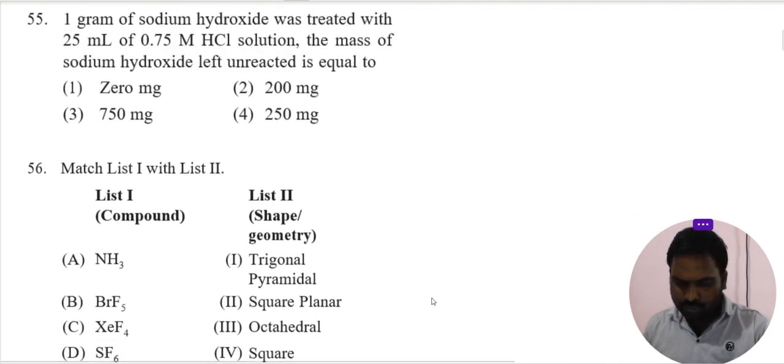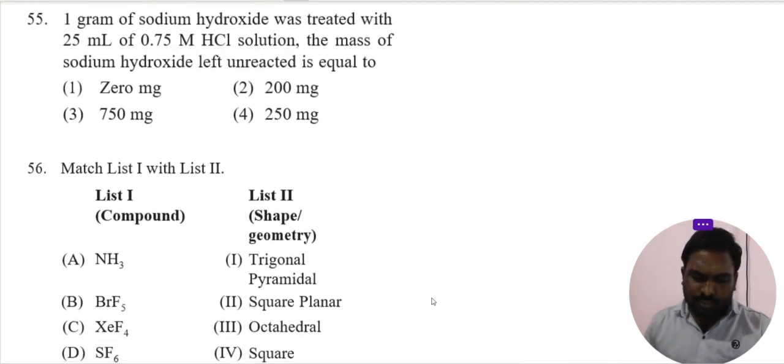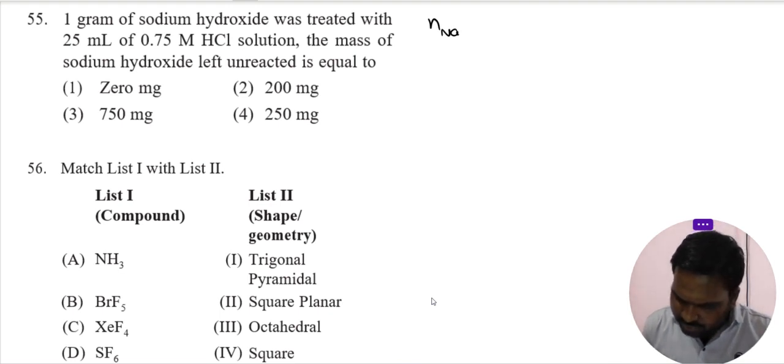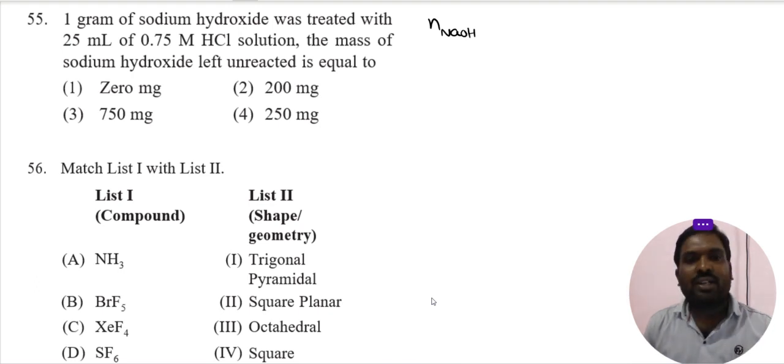Now coming to 55. 1 gram sodium hydroxide was treated with 25 ml of 0.75 molar HCl solution. The mass of sodium hydroxide left unreacted is equal to. So here you have to calculate the limiting reagent. Understood? Now just observe, sodium hydroxide moles.